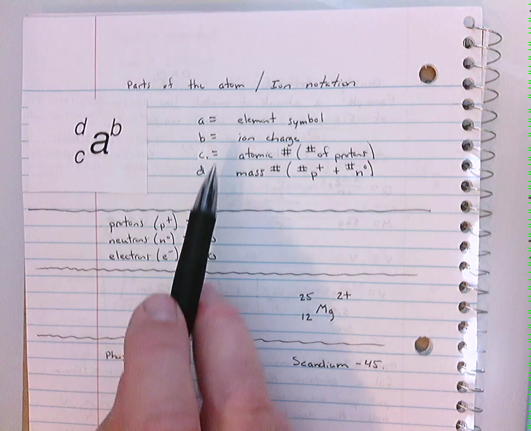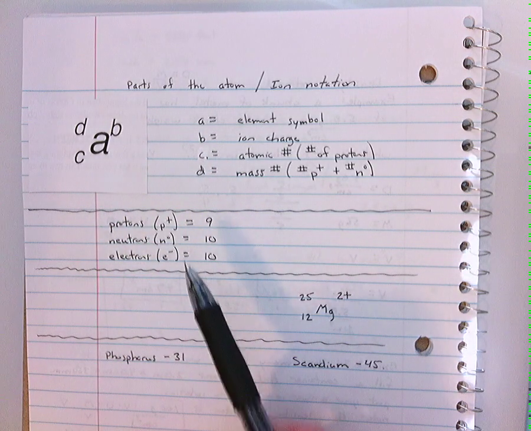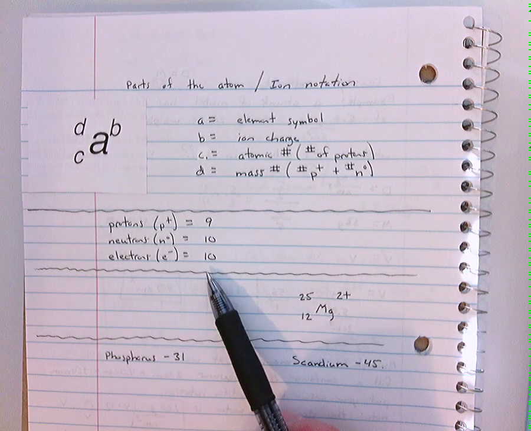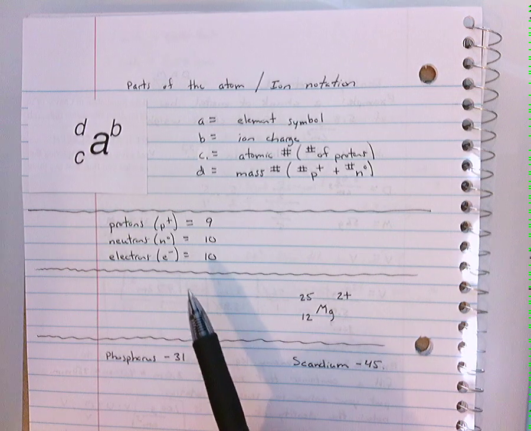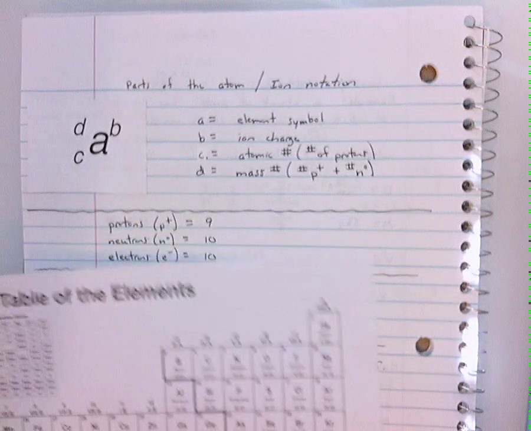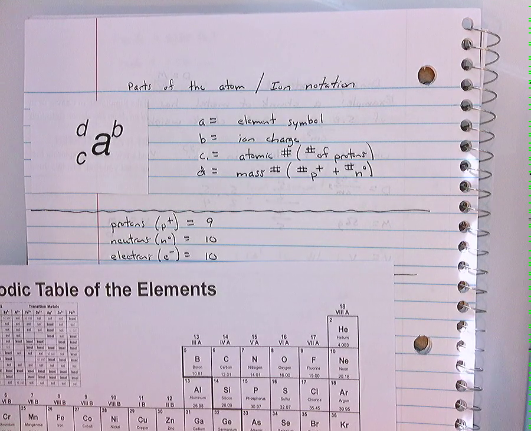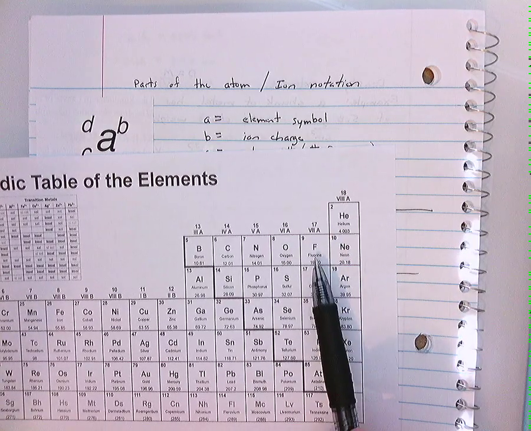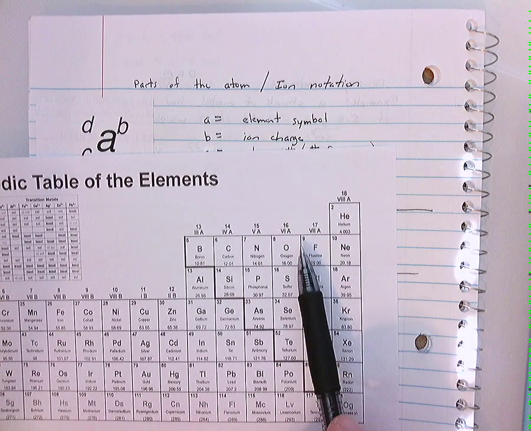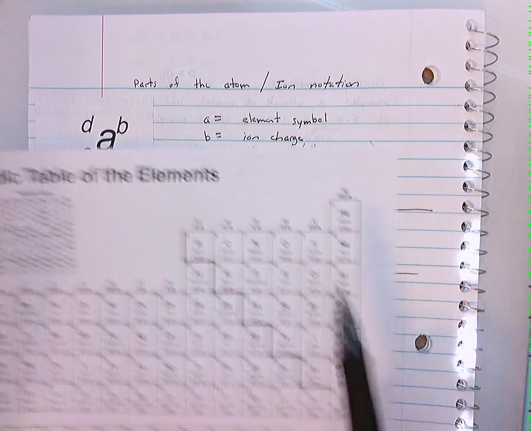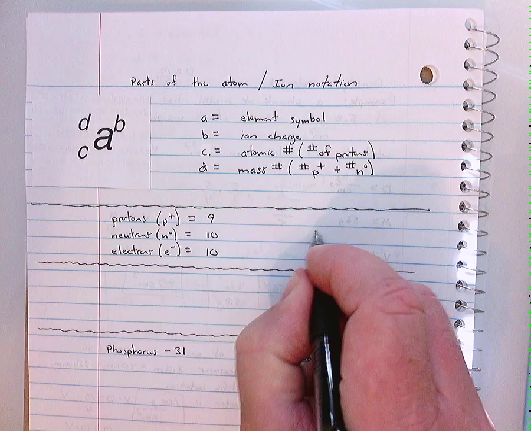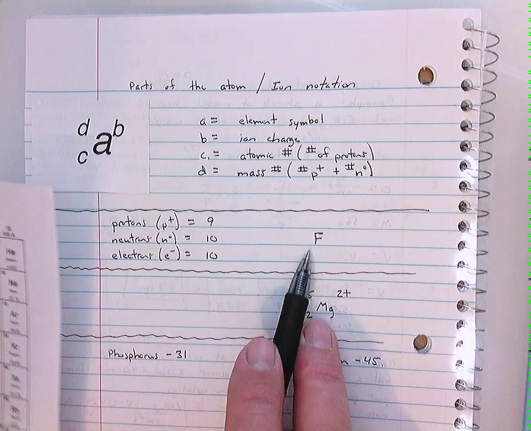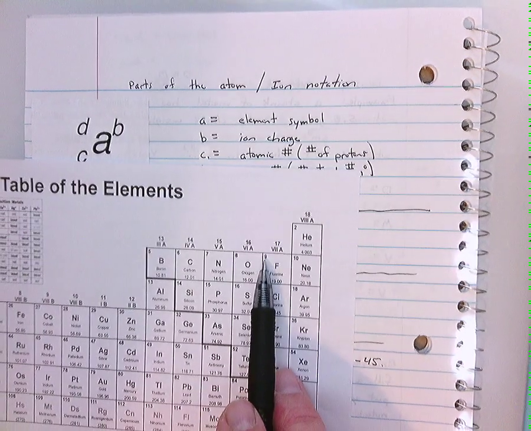So if we were tasked with coming up with this symbol for an element that had 9 protons, 10 neutrons, and 10 electrons, we would first go to our periodic table and figure out which element does in fact have 9 protons. If we do that on our periodic table here, we notice that that element is fluorine. Fluorine with its 9 protons sitting right here, atomic number 9. So we would put an F in the middle, and the atomic number goes down and to the left. So this has atomic number 9.